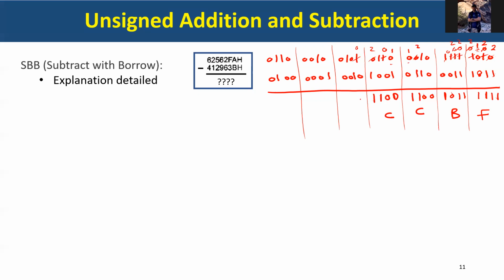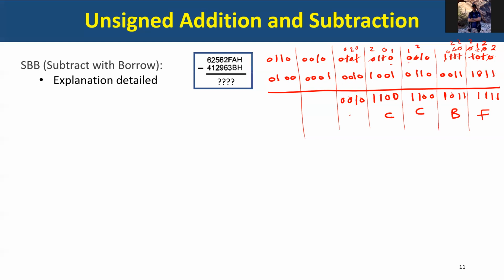Then 0 minus 0 is 0. 0 minus 1 can't be done, so we're gonna borrow that guy. This guy will be 0, and this guy will be 2. 2 minus 1 is 1. 0 minus 0 is 0. 0 minus 0 is 0.